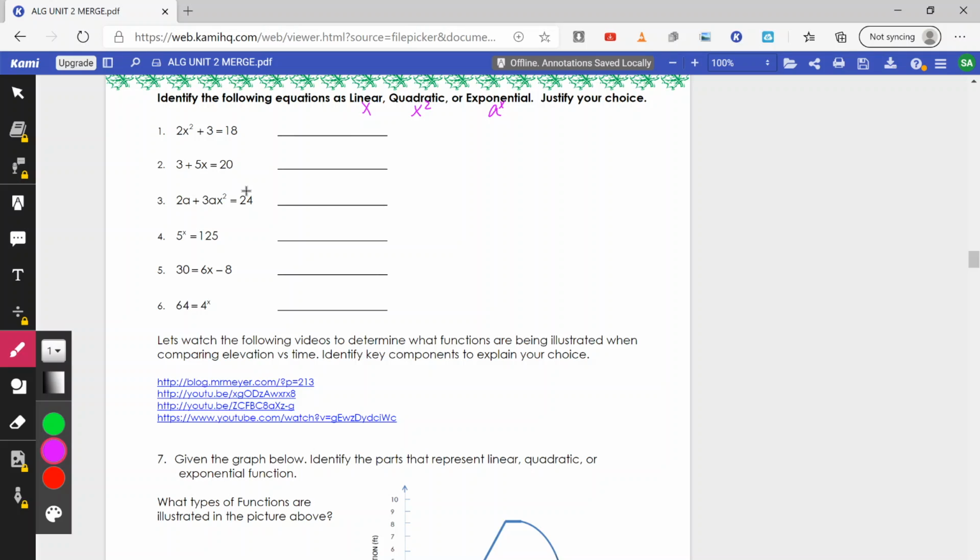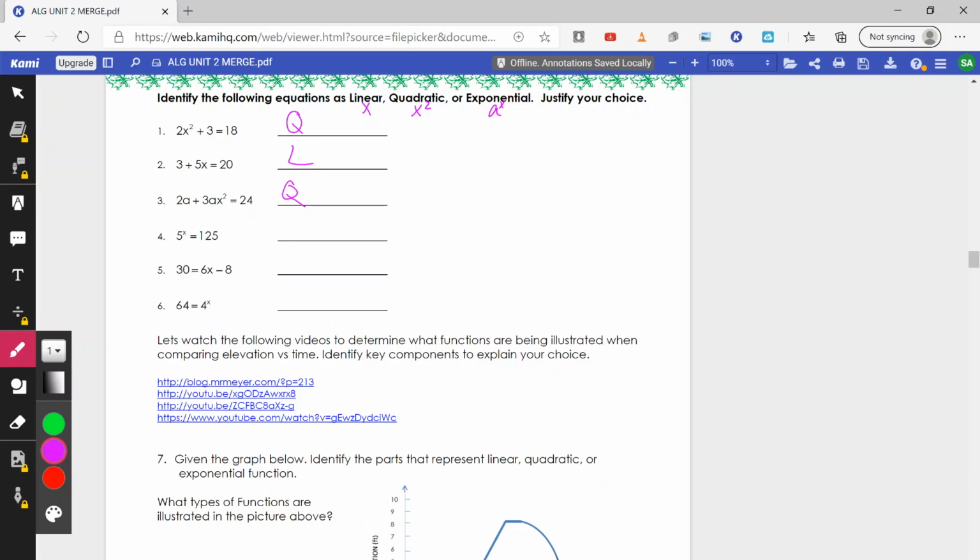First one, 2x squared plus 3 equals 18. We have x squared, therefore it is quadratic. 3 plus 5x being 20 is our next one. It's just x, so it's a linear equation. Number 3, we have 2a plus 3ax squared equals 24. We have x squared within our equation, therefore it is a quadratic equation.